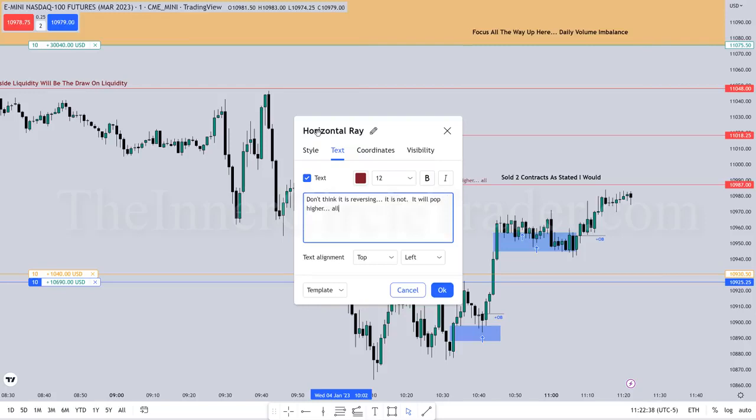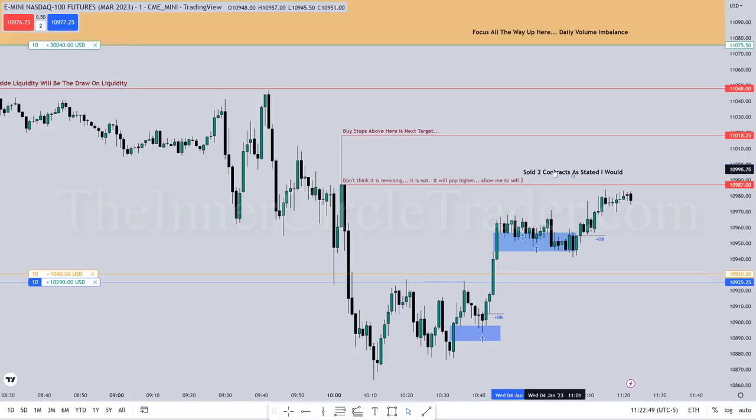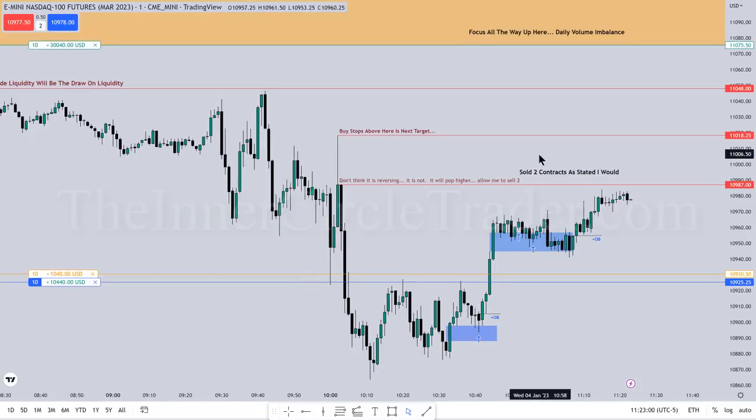And I'm referring to how you shouldn't be thinking it's going to reverse, because it's not. It's going to pop higher and allow me to take 2 contracts off. And I want to delete that sold 2 contracts as stated I would, because it's starting to irritate me because there's too many things on my chart and I don't trade like this. But for you to learn it, it's edifying for you to have it on the chart. So it's ready to pop up here. And I'm thinking to myself, this is a really drawn out process. A lot of time just for that small little range still not to be delivered yet.